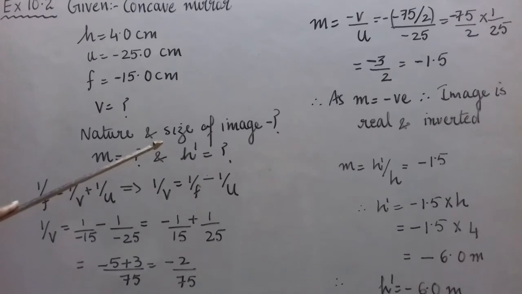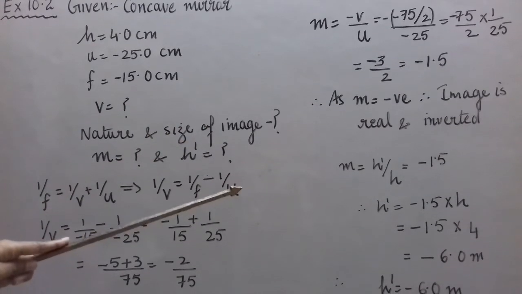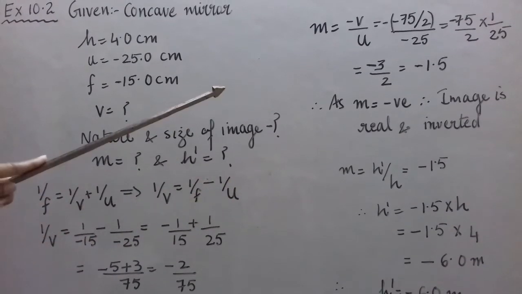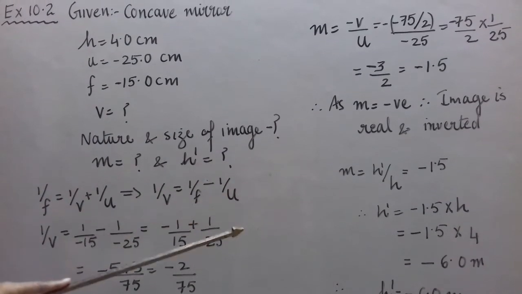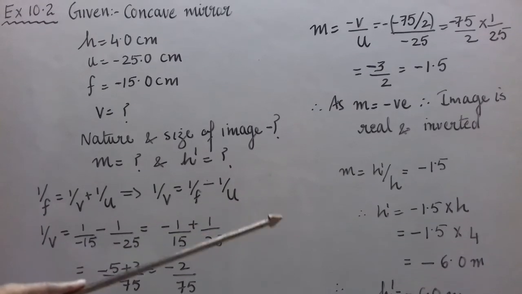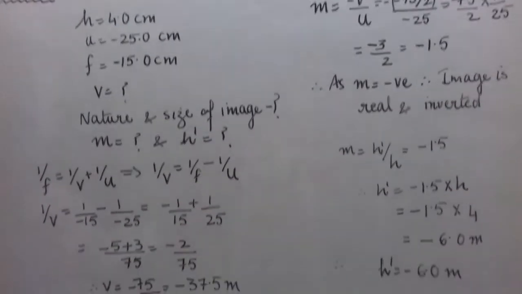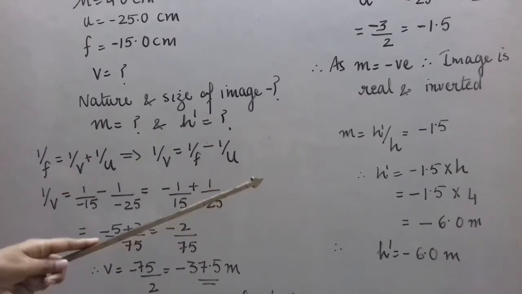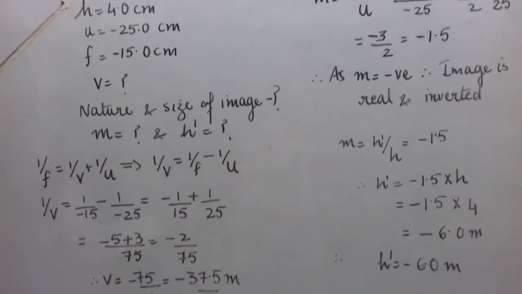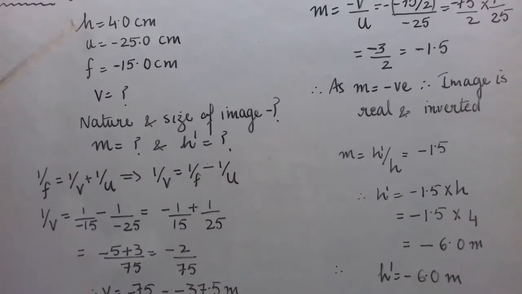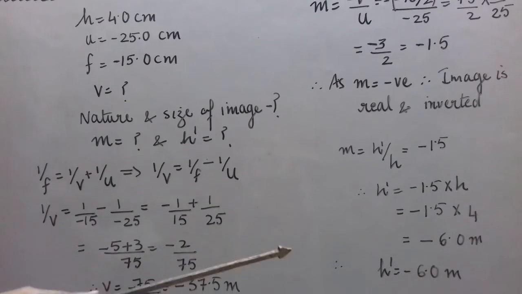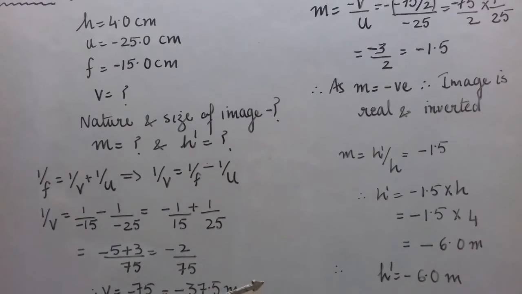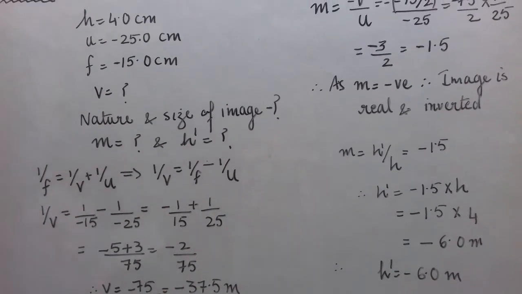So we have found the nature also. Now for the size of image, we'll again use the basic magnification formula, that is h dash upon h is equal to m. Now we have found m is minus 1.5. Therefore h dash is minus 1.5 into h. But in this case, we'll not write just the approximate measurement, how many times the size of the object is the size of the image, because in this case the height of the object is given. So we'll put the value of h, and we get the answer of h dash as minus 6 meter. So the height of the image is minus 6 meters.